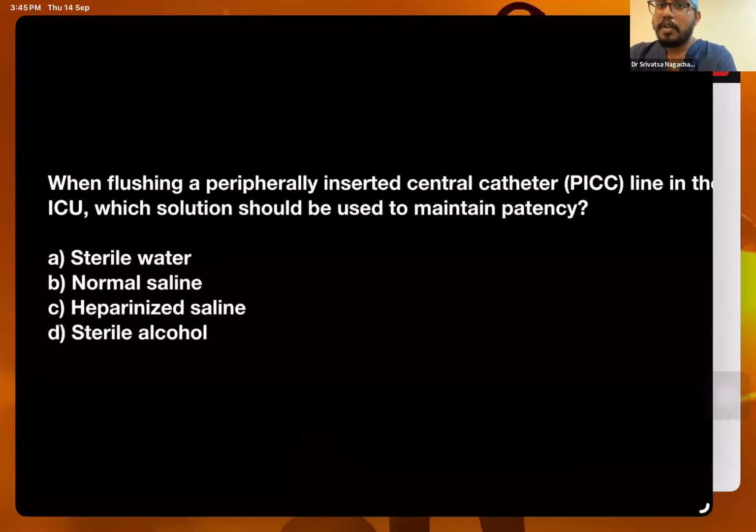So coming to the next question, when flushing a peripherally inserted central catheter PICC line in the ICU, which solution should be used to maintain patency? Option A, sterile water. Option B, normal saline. Option C, heparinized saline. Option D, sterile alcohol. You get 1 minute to answer it.